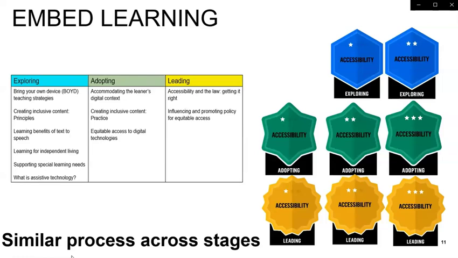So there are different stages. You have an exploring badge, an adopting badge, or a leading badge. And then there are different levels within each of those. So you could have a 1-star badge, which means you basically look at the modules and the content. The 2-star badge is you look at the modules and the content and you reflect on how it would be used in your teaching. And that's the critical bit, that personal reflection.